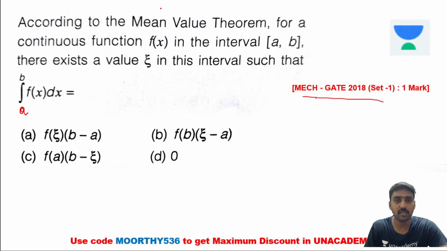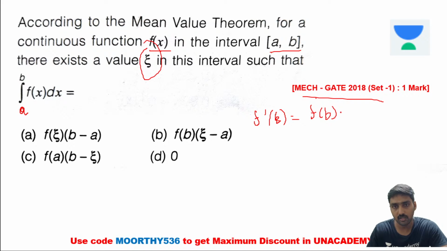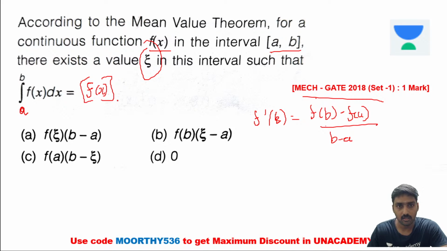The question: according to the mean value theorem, for the continuous function f of x in the closed interval a comma b, there exists a point C, that is zeta, in the interval such that, so what will be the value? We know that as per Lagrange's mean value theorem, f dash of zeta is equal to f of b minus f of a, whole divided by b minus a. If you differentiate the integral, it's capital F of x with limits a to b, upper limit minus lower limit, that is f of b minus f of a. So this is the value they are asking.